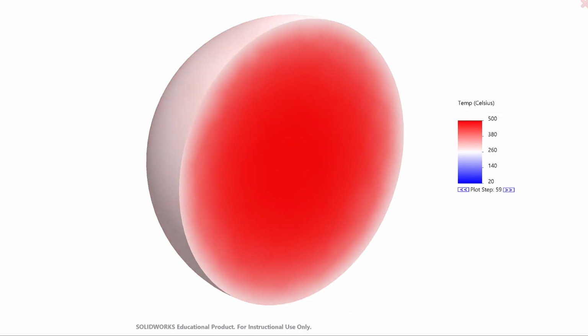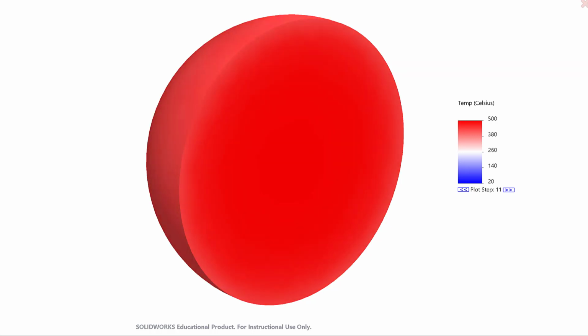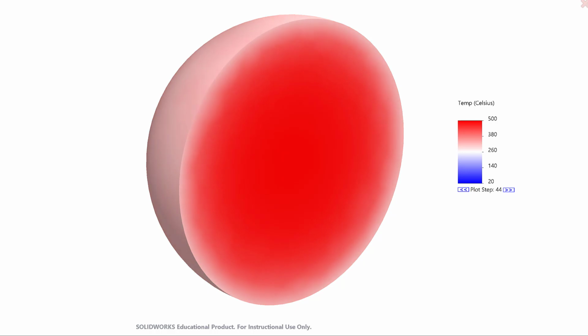It could be interesting to look at an animation of the simulation in which we're seeing time elapsing from 0 minutes up to 30 minutes. We see that at the end of 30 minutes there's definitely a large temperature spread between the interior and the exterior of the sphere.